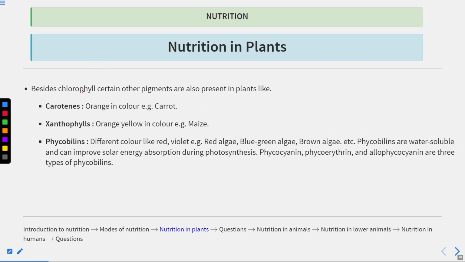Besides chlorophyll, certain other pigments are also present, and these are known as secondary photosynthetic pigments or accessory photosynthetic pigments.